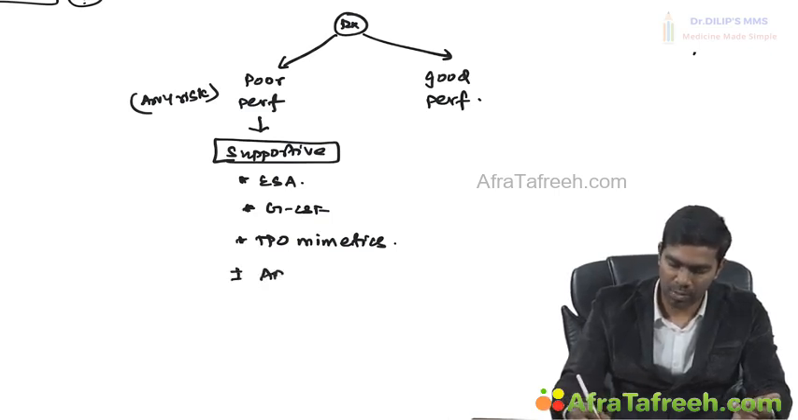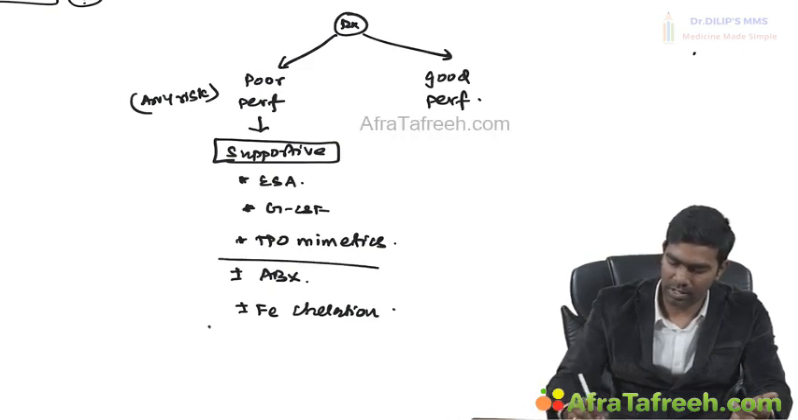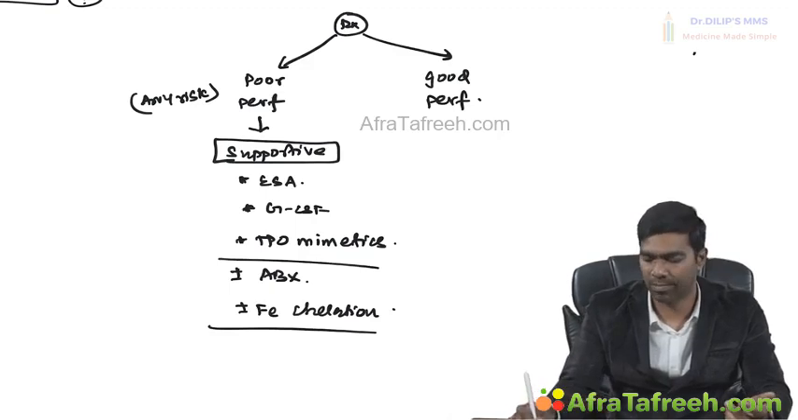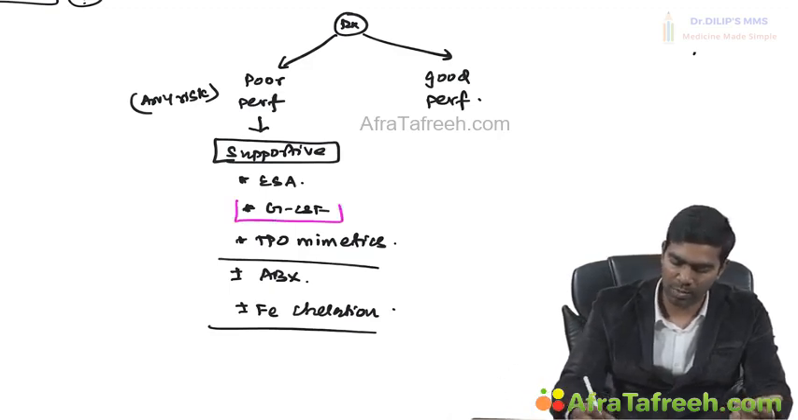Plus or minus, since they are prone to infection, you can give antibiotics. Plus or minus, you can give iron chelation also. Clear? So these are things that you can give in these patients additionally. That's supportive care. Always remember one of the important points.